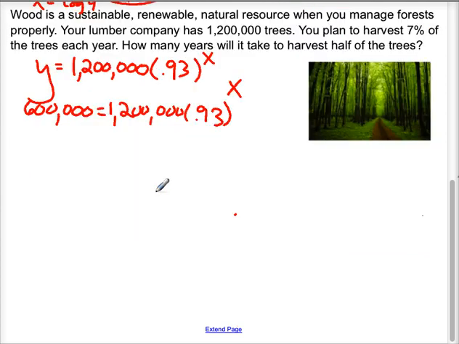All right, well, I see something exponential here. So the first thing I'm going to do is, again, I need the exponential piece by itself. So I'm going to divide both sides by the 1,200,000, because again, it needs to be completely by itself. So that'll leave me with 0.5 over here, then 0.93 to the x over here.